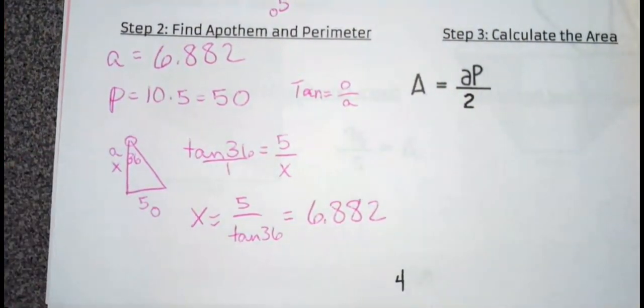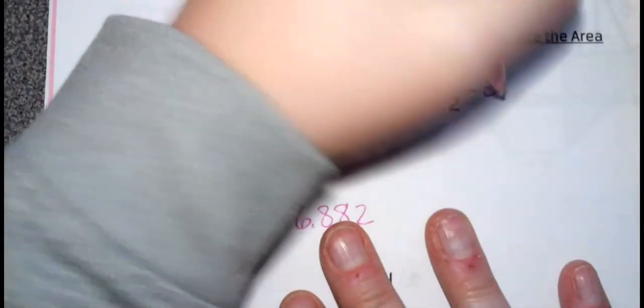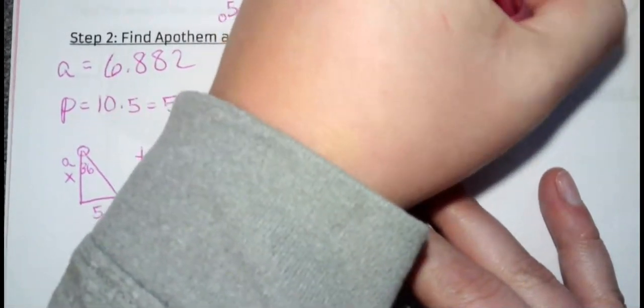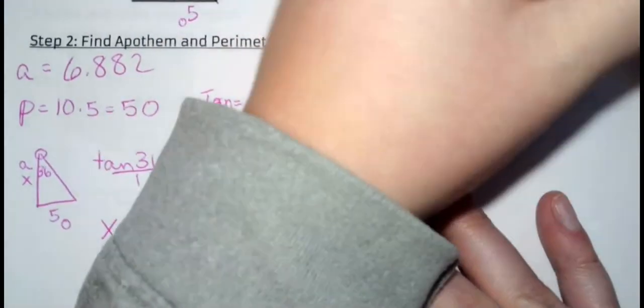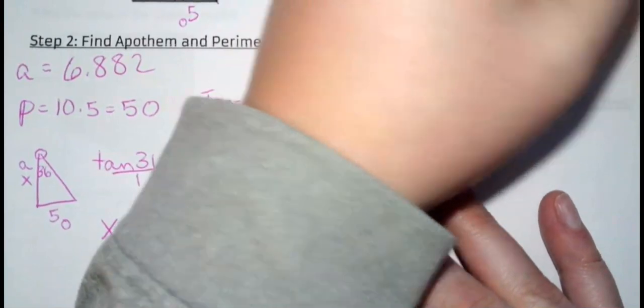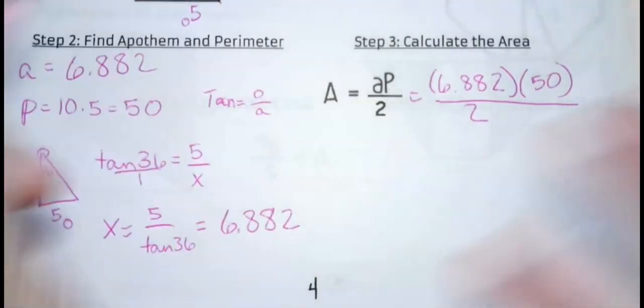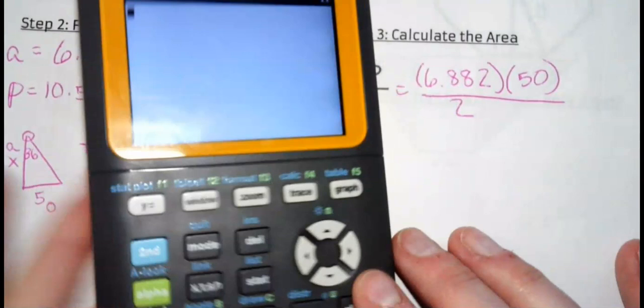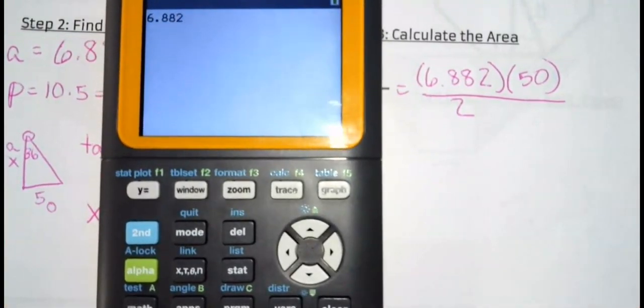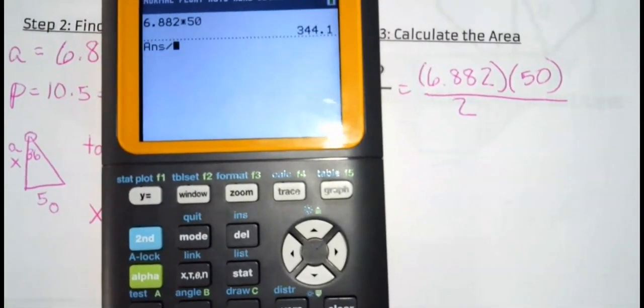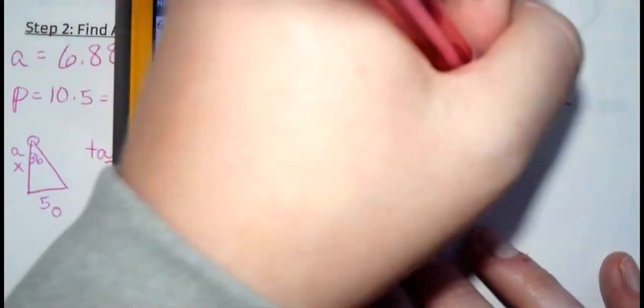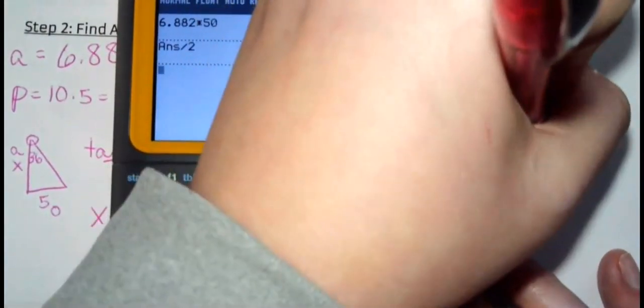Now we just plug in our numbers and we're done. So is it a lot of steps for one problem? Yeah, it's a lot of steps for one problem, but you're not going to have to do many problems at one time. So the apothem is, I'm going to put it in parentheses, 6.882. And then the perimeter is 50. We're going to divide by 2. And you get like 172.1.